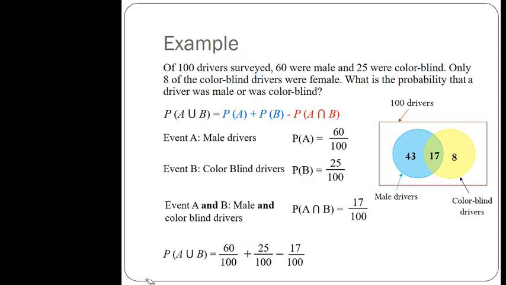Now I add the two probabilities in the beginning together and subtract the third, following your rules for adding and subtracting fractions. Then we get 68 out of 100. You can reduce that or convert it to a decimal. In this case, I'm going to convert it to a decimal and report my probability as 0.68, or a 68% chance.